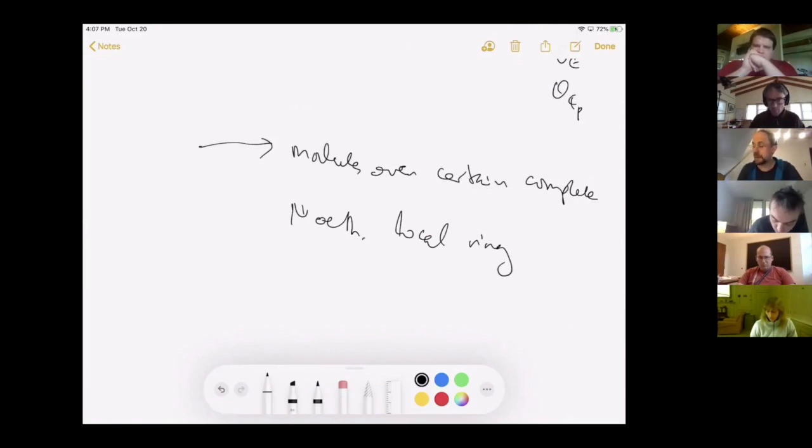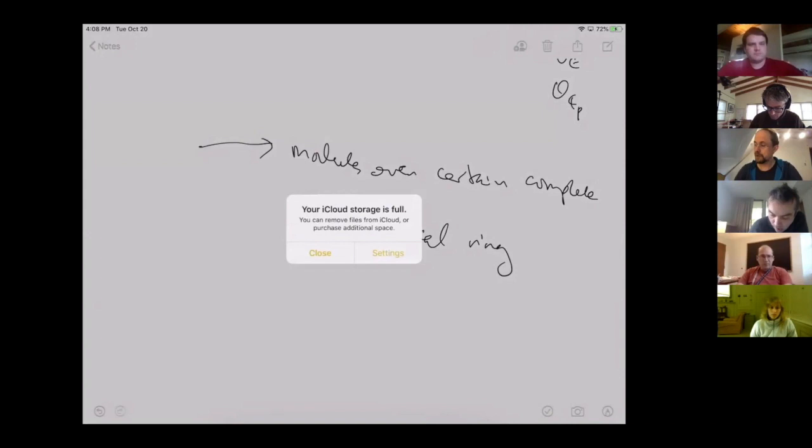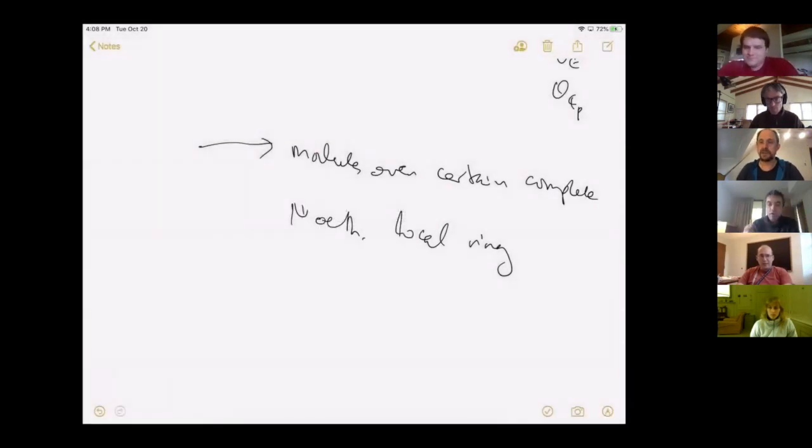Now this complete, I'm going to try and give an example later. So this complete Noetherian local ring is going to be some pretty specific local ring. So I'm going to get this. What do you want to think of it? Say again? Is there a good letter for it? We could just call it R.